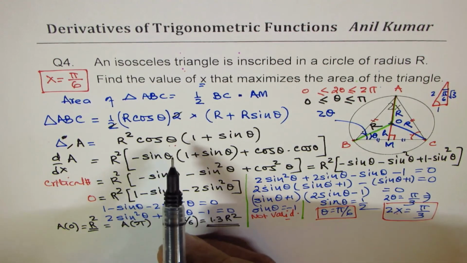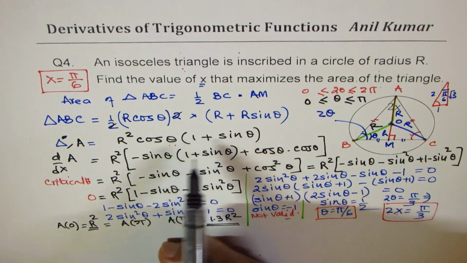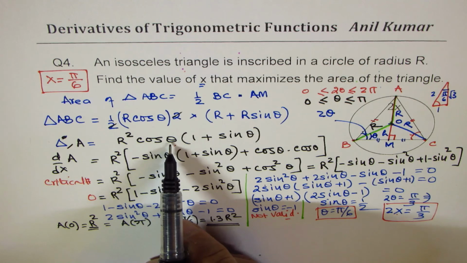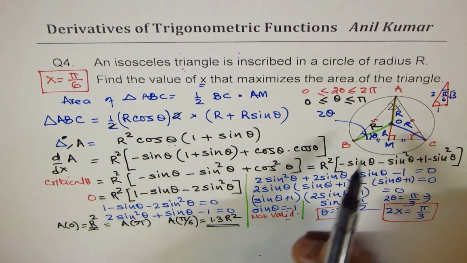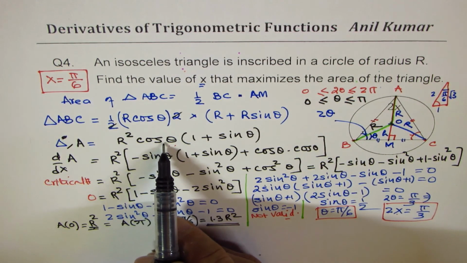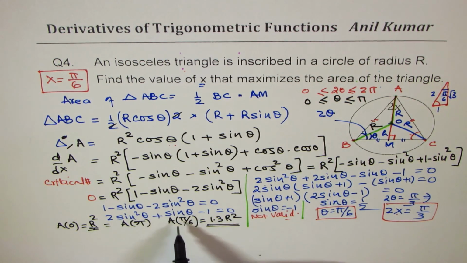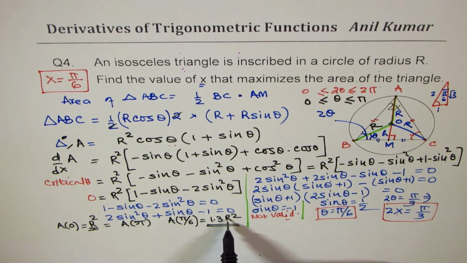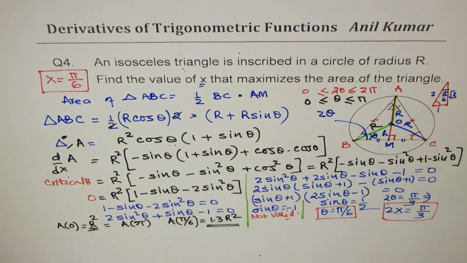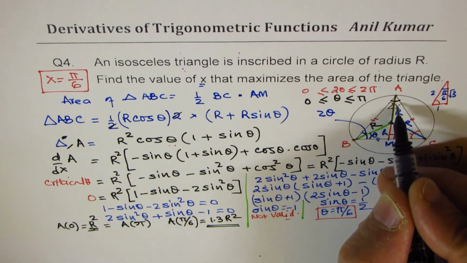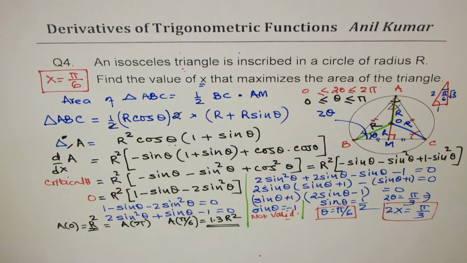So for 0, sine 0 will be 0, cos 0 will be 1, so we get r square. For pi, we get minus, but area should always be taken as positive. For pi by 6, we get 1.3 r square, which is the maximum value. Perfect. Therefore, an equilateral triangle with a total angle of pi by 3, half of which is pi by 6, is the one which gives you the maximum area.